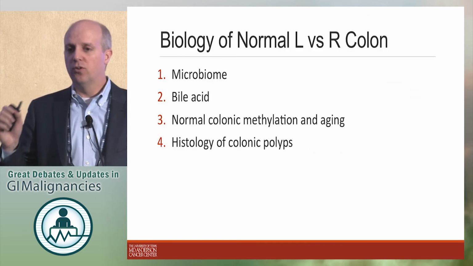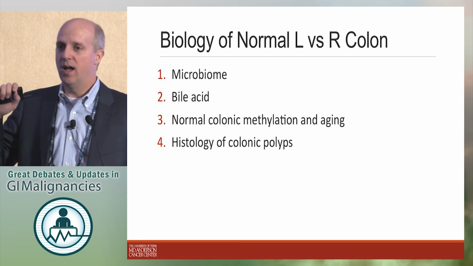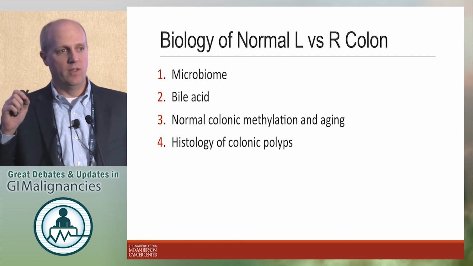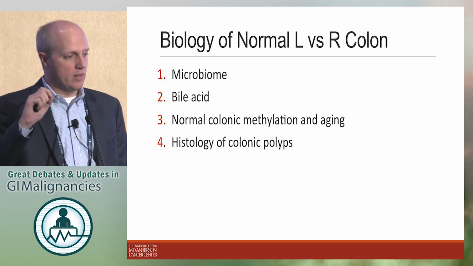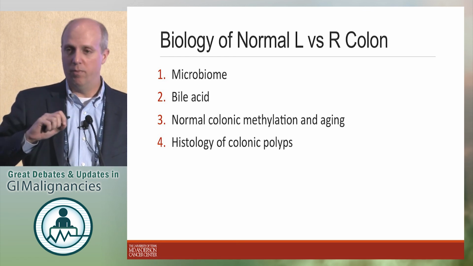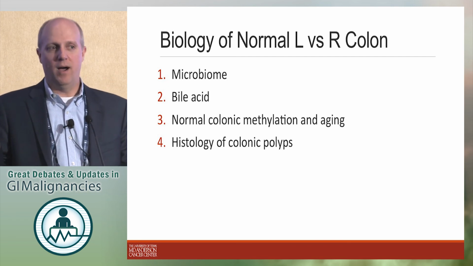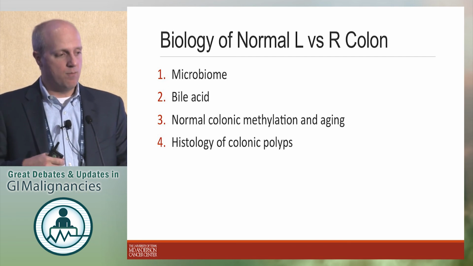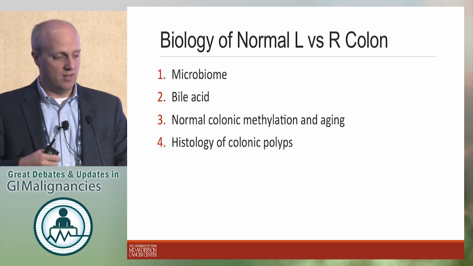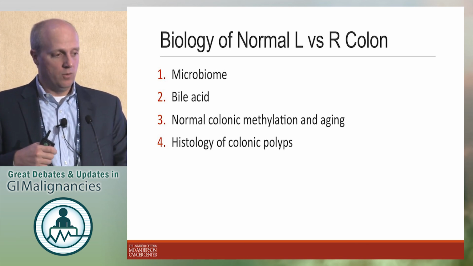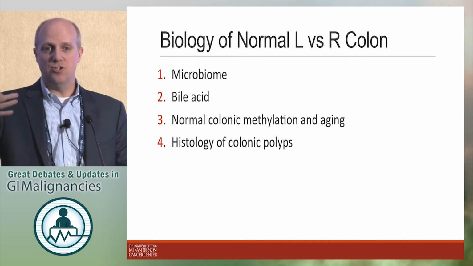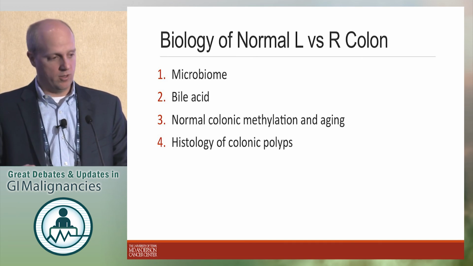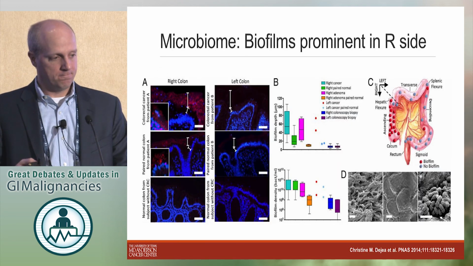So I think it's also worth looking at this from the perspective of the biology of the normal colon. I'll spend a little bit of time on this just to reiterate the point that there are certainly different microbiomes. We'll touch on bile acid as one example of differential impact of presence in the colon. We'll talk a little bit about how the colon ages, just like the rest of us, and then what the premalignant polyps look like.